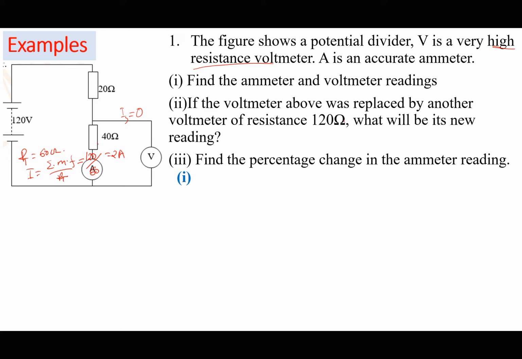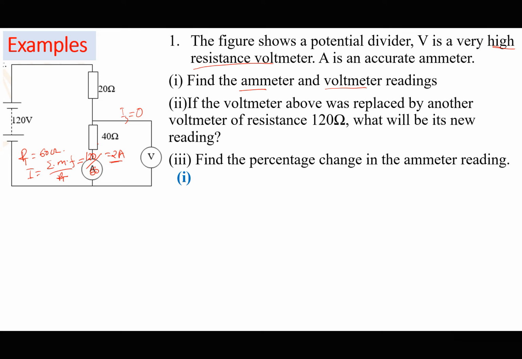So that was the ammeter reading, then the voltmeter reading. Because no current goes to the voltmeter, the reading of the ammeter is going to be the total current in the circuit. Then the voltmeter reading must be the PD across the 40 ohms, because the voltmeter is connected across the 40 ohms.